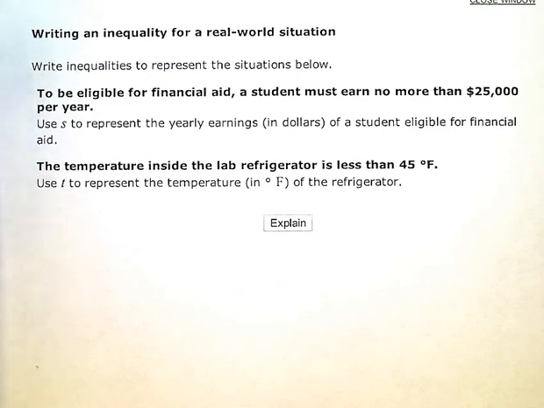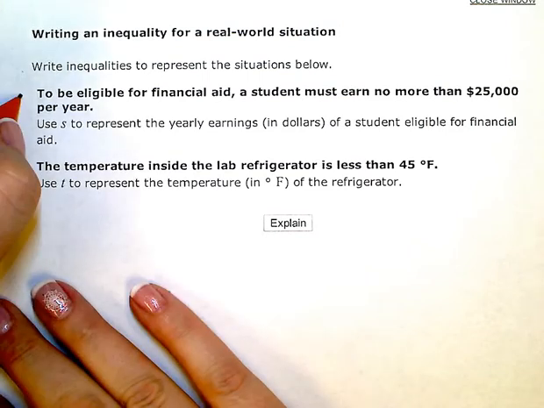Writing an inequality for a real-world situation. So our instructions say write inequalities to represent the situations below. And then I have two different situations given here. So we're going to talk about these separately.